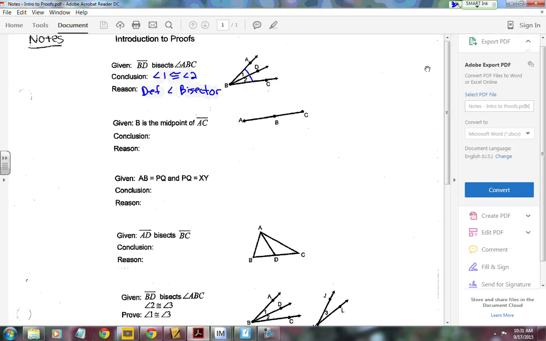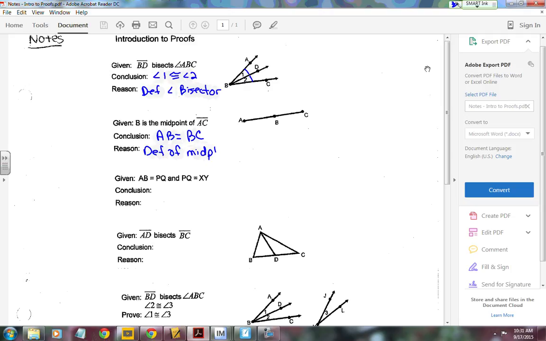Okay, here's another one. It says B is the midpoint of AC. B is the midpoint of AC, David. Segment AB is the segment BC. Okay, so you're saying AB equals BC. Reason for this, definition. Very good. Reason would be definition of midpoint.